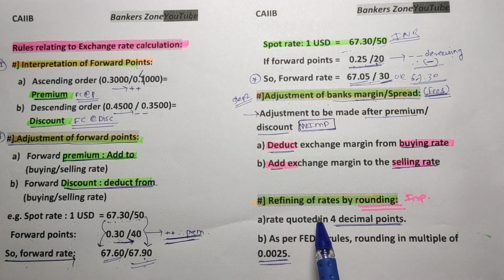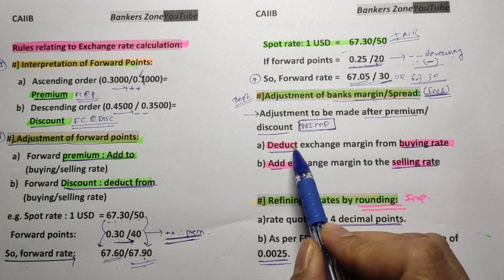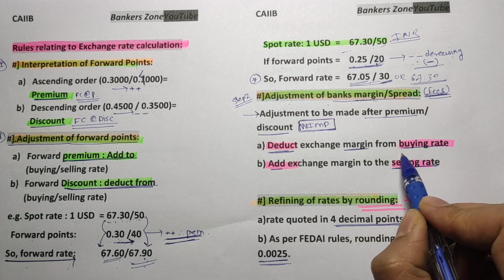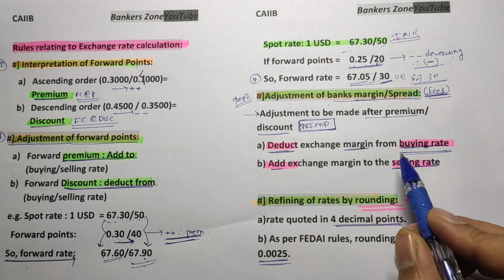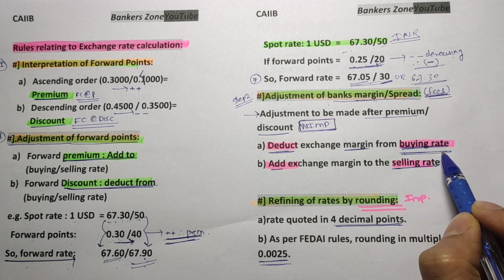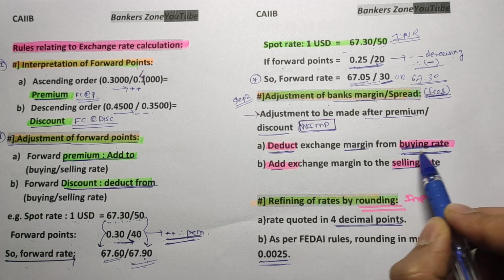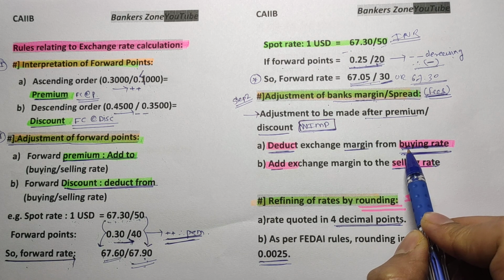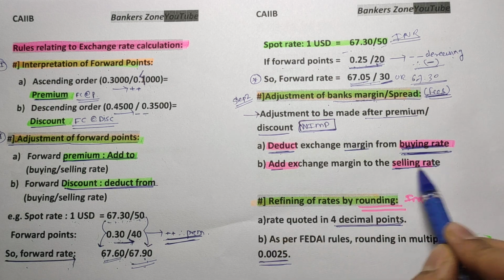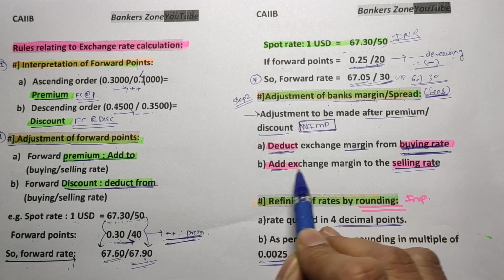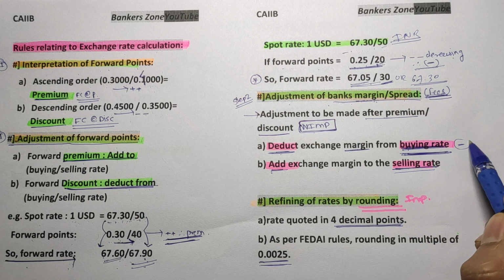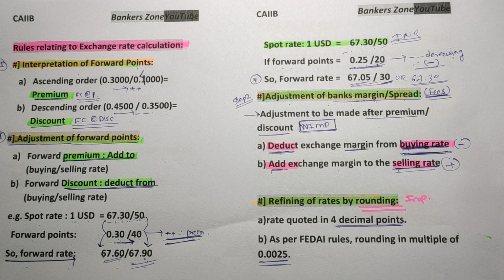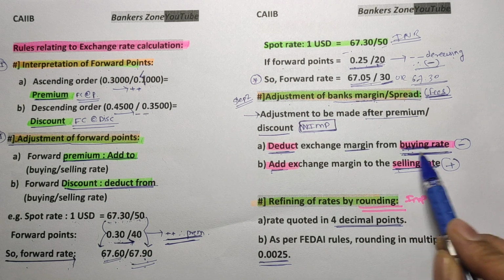And very simple friends, remember how to adjust. We have to deduct the bank's margin from the buying rate. Why deduct? Common sense you can apply here. When you are buying something, you should buy low. Our principle is very simple: buy low and sell high. So when you are buying something, you have to deduct your margin, and when you are selling something, you have to add your margin. In the buying case you subtract the margin, and in the selling case you add the margin. This is the basic fundamental, you can easily remember, because we should sell high and buy low.